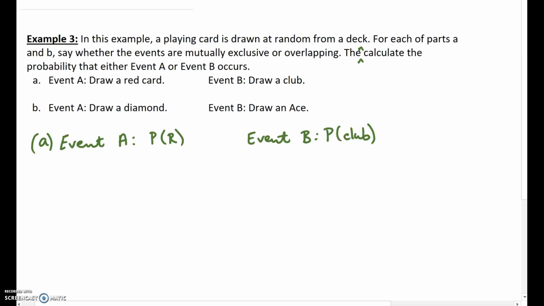Well, since clubs are black and red cards are obviously red, there is no overlap. There's no card that is both red and black. So these are mutually exclusive events. No card is both red and black. So these are mutually exclusive events.